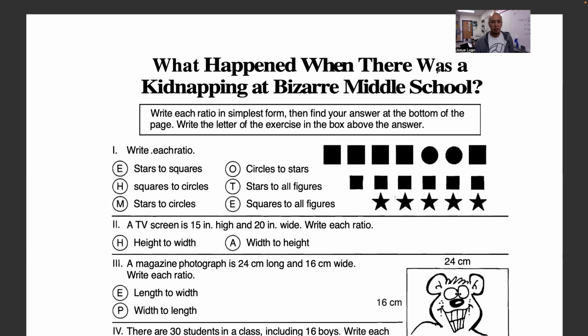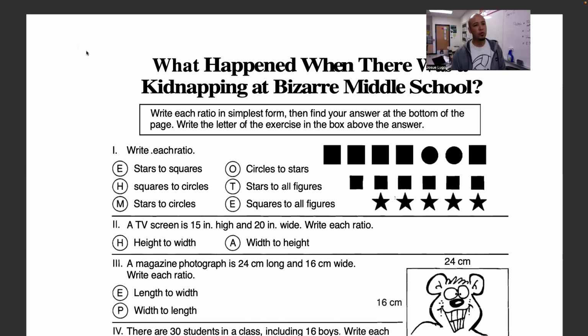And today we are going to be going over ratios, which is just ratio, or ratios if it's plural. Now, what is a ratio? A ratio, ladies and gentlemen, is a numerical comparison between two different quantities.